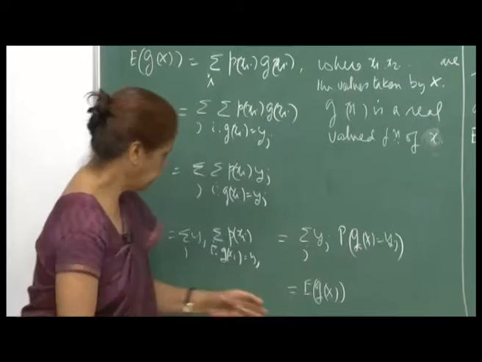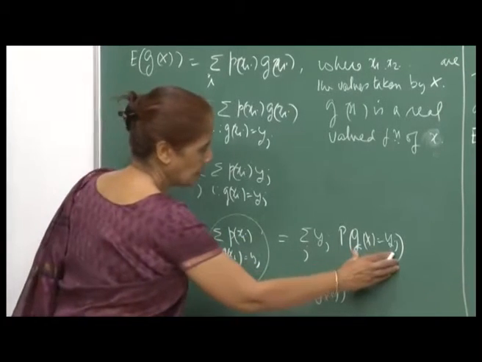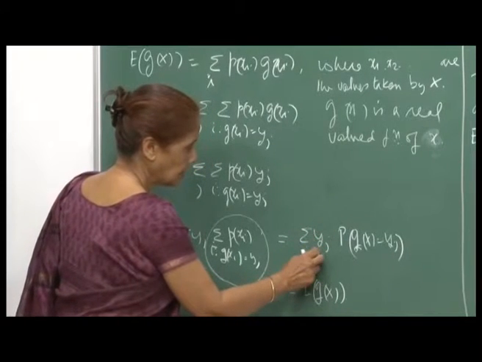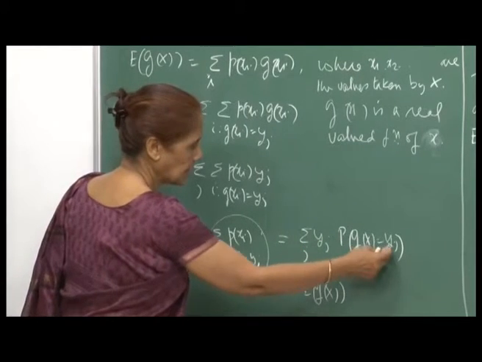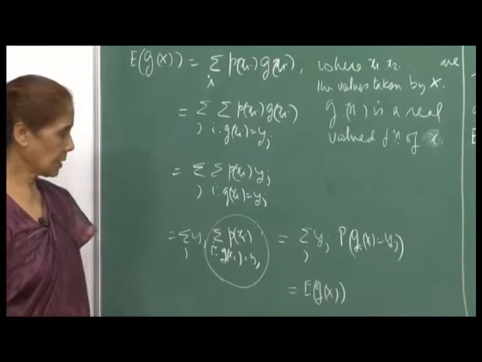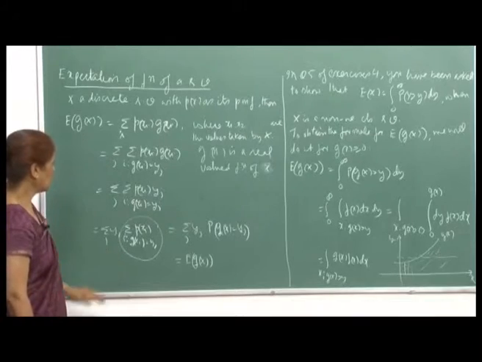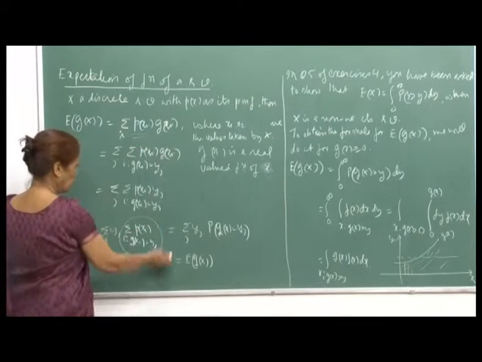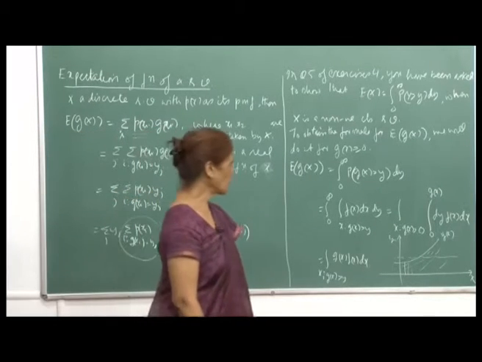So, this whole thing here is equivalent to this, and now this becomes sigma over j of y_j times the probability of g(X) equal to y_j. So, by definition this is the expectation of g(X). This is the way we define it for a discrete random variable. So, the simple formula is this, and I have tried to validate it for you by manipulating the summation terms. Okay.